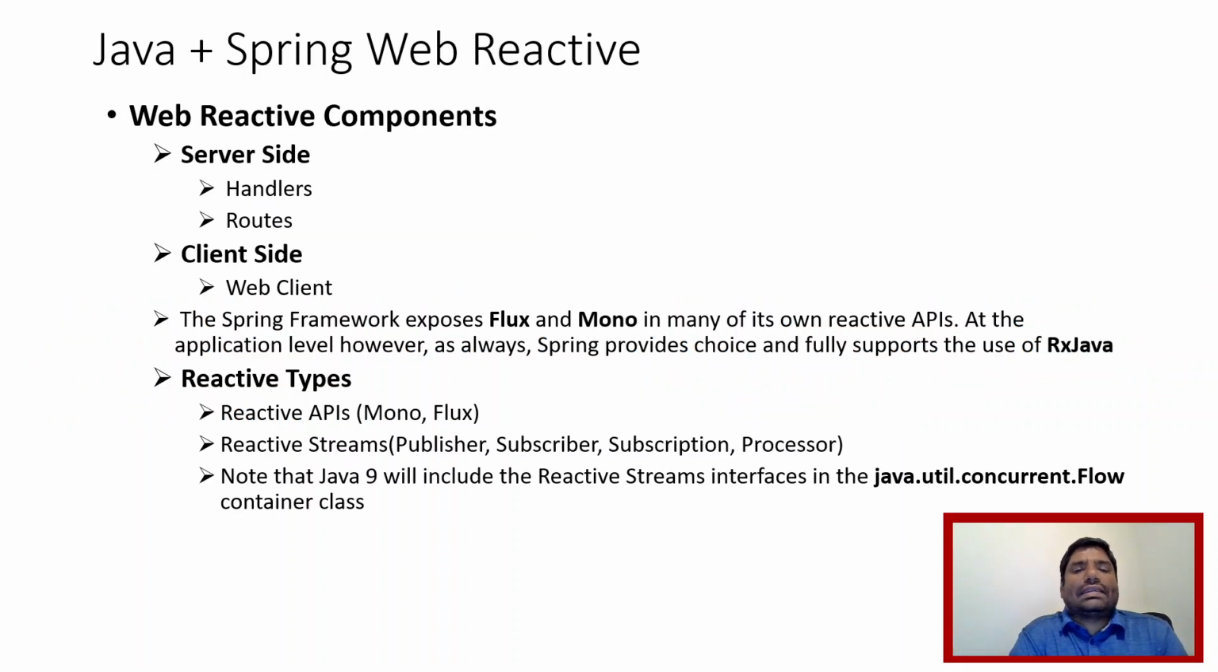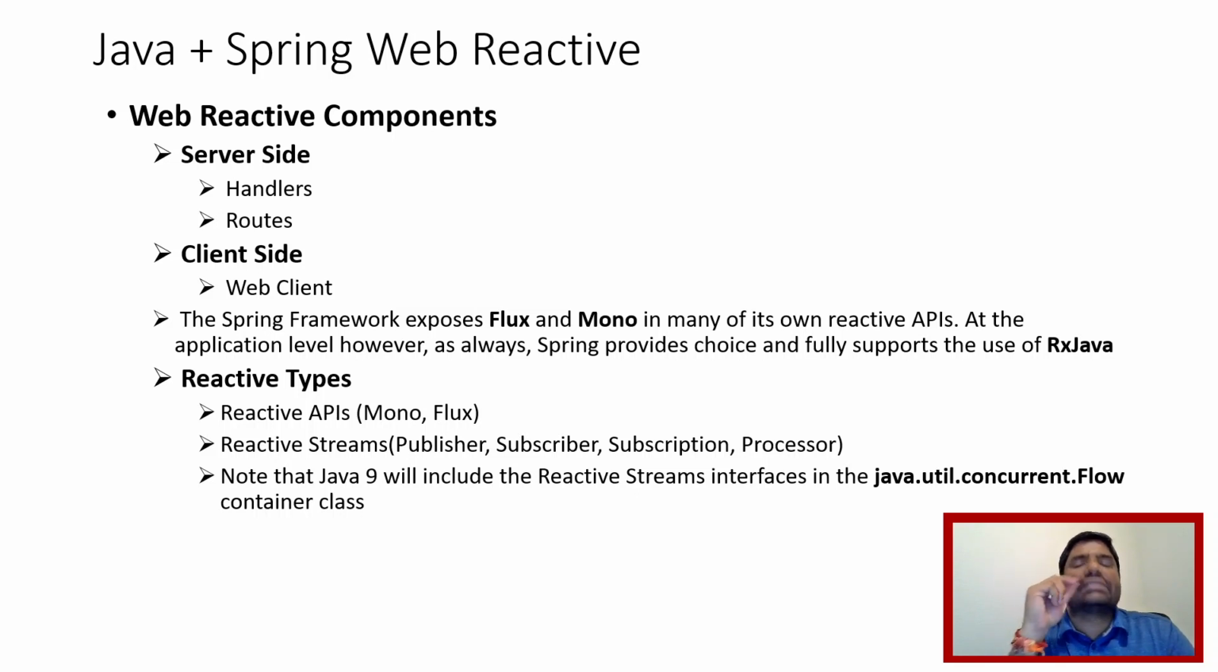Let us now understand Spring Web Reactive components. We have two sets of components: one is the server side, the other is the client side. What is the client side? They have created a fresh API, WebClient. You can use the WebClient API to make a call to your web endpoint asynchronously and get the results. That is the client side API.